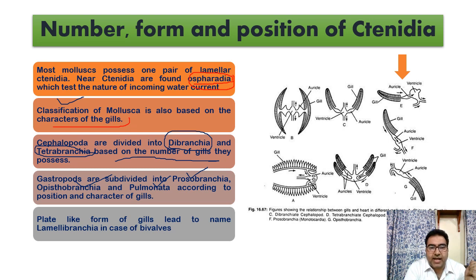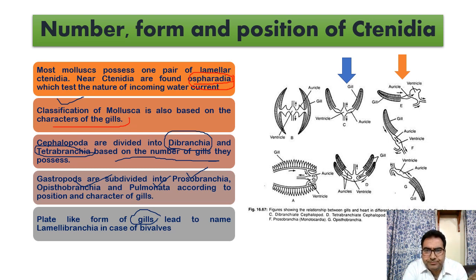And we do have the plate-like form of the gills that leads to the name lamellibranchia in the case of the bivalves. In polyplacophorans, the gills vary from 6 to 80 pairs. In monoplacophora, the gills vary from 3 to 6 pairs. In the primitive gastropods, there are either two bipectinate gills, for example in Haliotis.